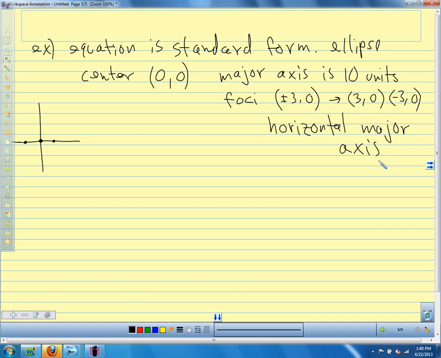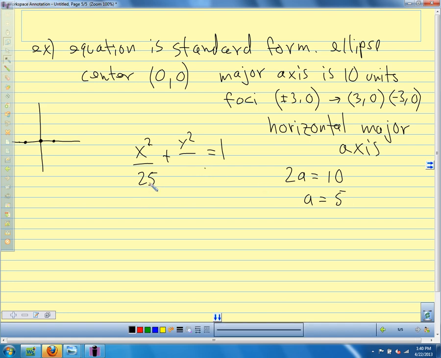So when we write our equation, is the big number going to be under the x part or the y part? Under the x. When our axis is horizontal, the big number is under our x. Our center is at 0, 0, so I know I'm going to have x squared over something plus y squared over something equals 1. The major axis is 10 units. So A is 5. 2A equals 10. So A equals 5. So what goes under the x? A squared, the biggest number goes under the x. So this has to be 25.